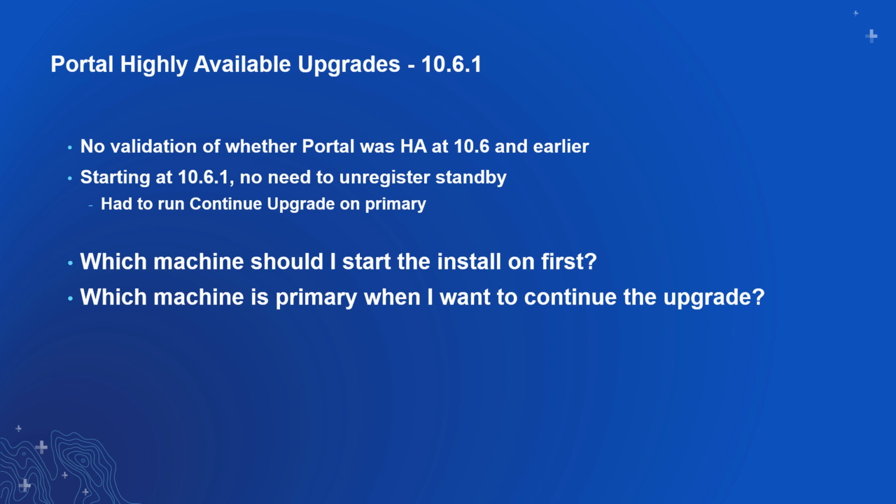So at 10.6.1, you didn't have to break the high availability, which was great, but you had to know who was primary and who was standby because you were required to continue the upgrade on the primary portal. This posed problems because it created the questions of which machine should I start the install on first? Maybe I started this one 2 minutes before the other one, and now I created a failover. Now I don't know who's really primary or standby. So we wanted to get rid of those questions and make it simpler.